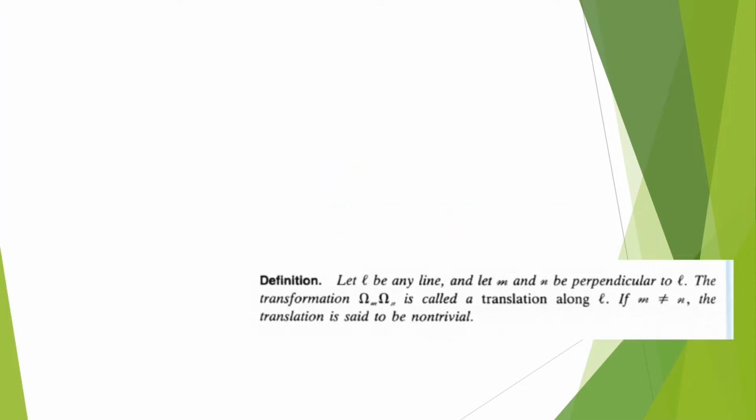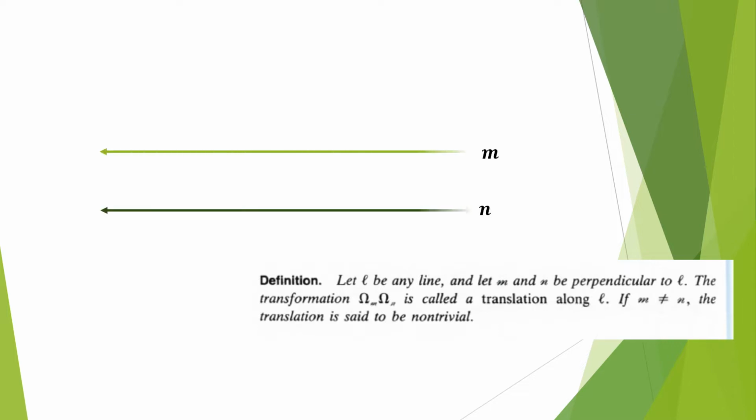To start with, let us describe the products of two translations. Let M and N be lines parallel to each other, let P be an arbitrary point of M, and let Q be the foot of the perpendicular from P to N.